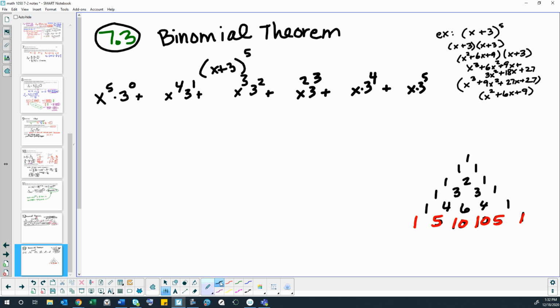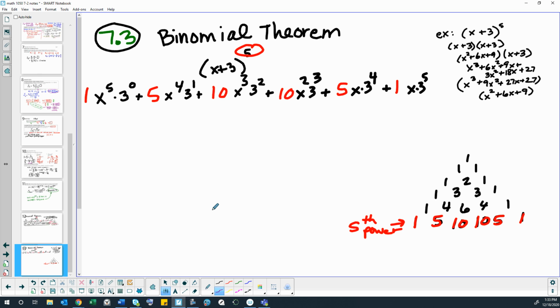Now remember these numbers down here? I'm going to go ahead and keep the red color I highlighted them in, because those numbers are going to go here. 1, 5, 10, 10, 5, 1. And the reason I know that those are the numbers is because it's a fifth power, so it goes with the 5. So that's the fifth power. We use that row of Pascal's triangle.